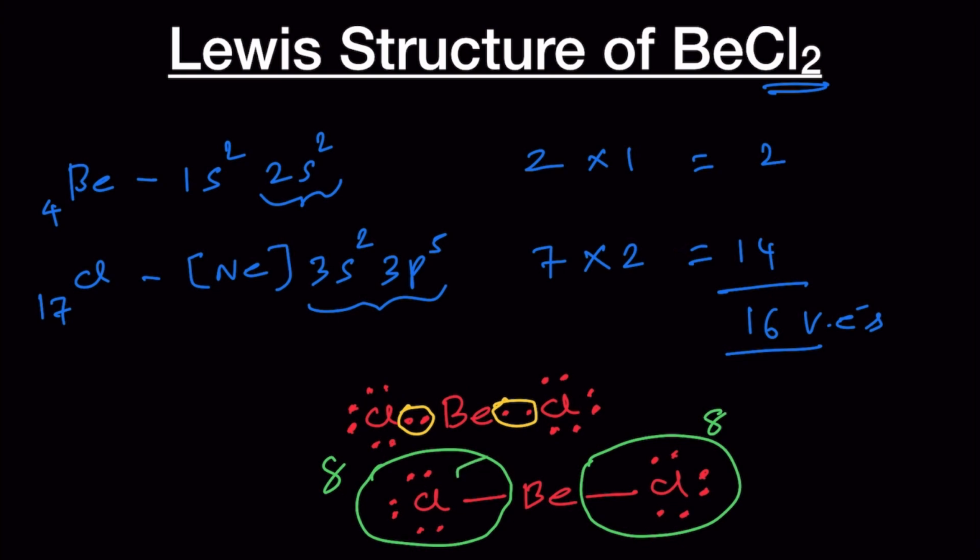However, the beryllium atom does not satisfy the octet rule. We have only 4 electrons around beryllium. So, beryllium does not obey the octet rule. So, this is an exception to the octet rule. But still we are not sure whether this structure is correct or not. So, let us check the formal charges.